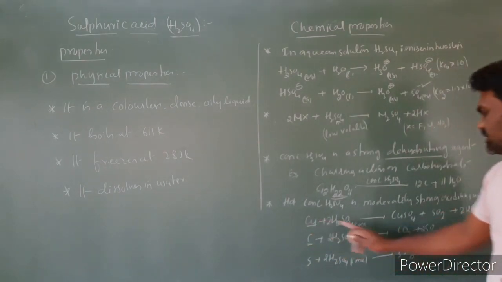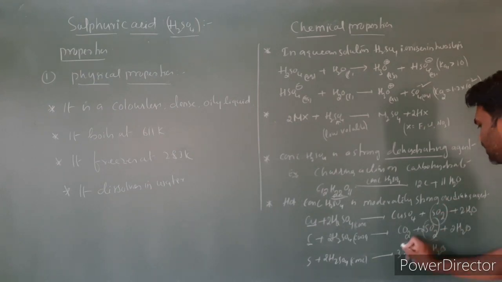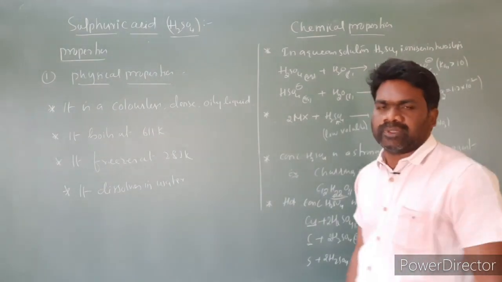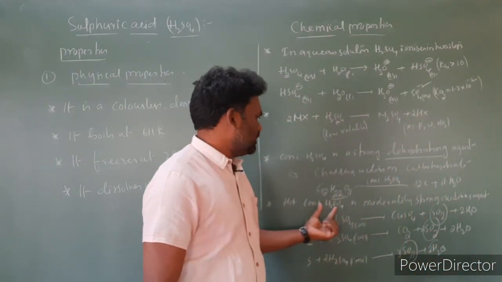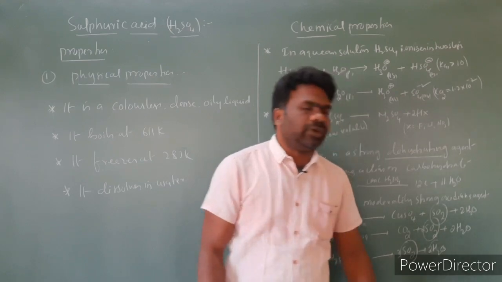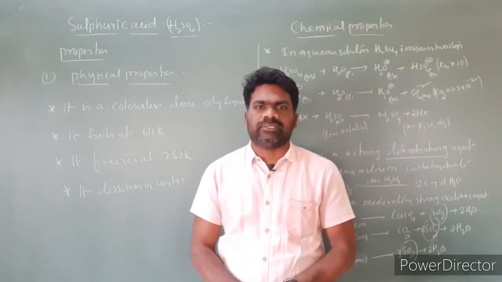Here sulfuric acid is converted into SO2 in all the cases. In all the cases the product is SO2. So hot concentrated sulfuric acid is a moderately strong oxidizing agent. So these are the chemical properties of sulfuric acid.